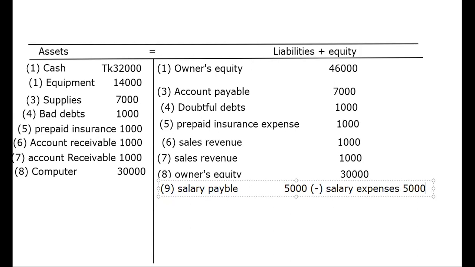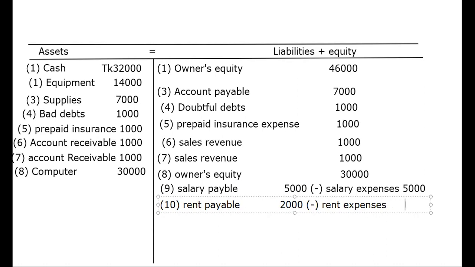Then the entries that we have, rent to be paid. All types of expenses should be deducted. Rent, number 10. Rent expenses. Rent payable. Minus rent expenses. All types of expenses should be deducted. 2,000. Then whatever we also have, rent to be paid. These are the equations.